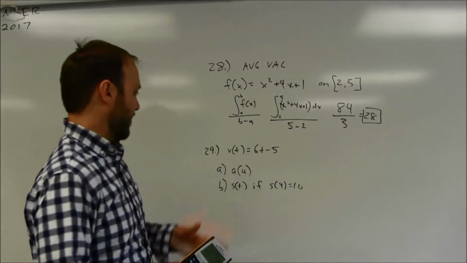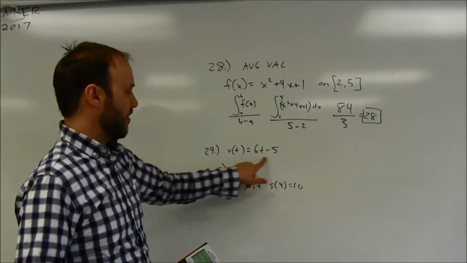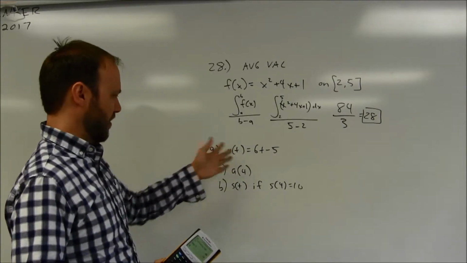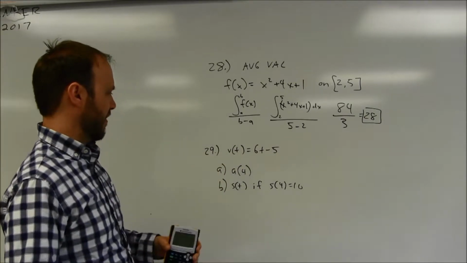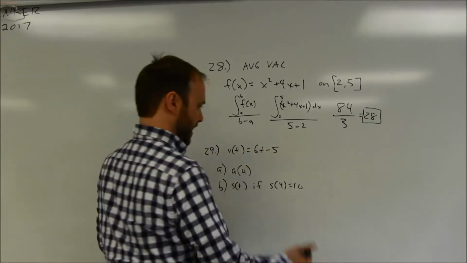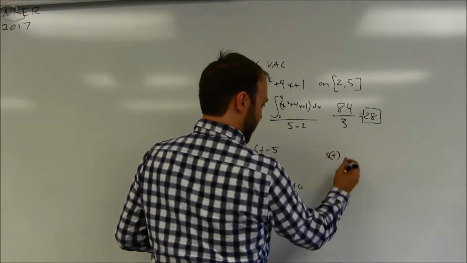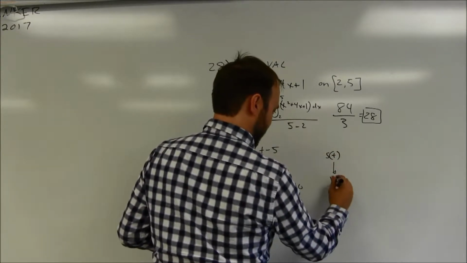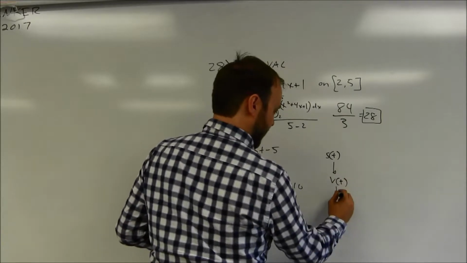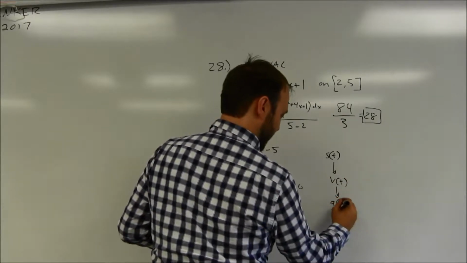Okay? Second scenario down here, number 29, we've got a velocity function here. I forget what the units are. You can look at the worksheet for that. But the big thing is you've got this kind of progression. The rate of change of position over time is the velocity. The rate of change of velocity over time is the acceleration.